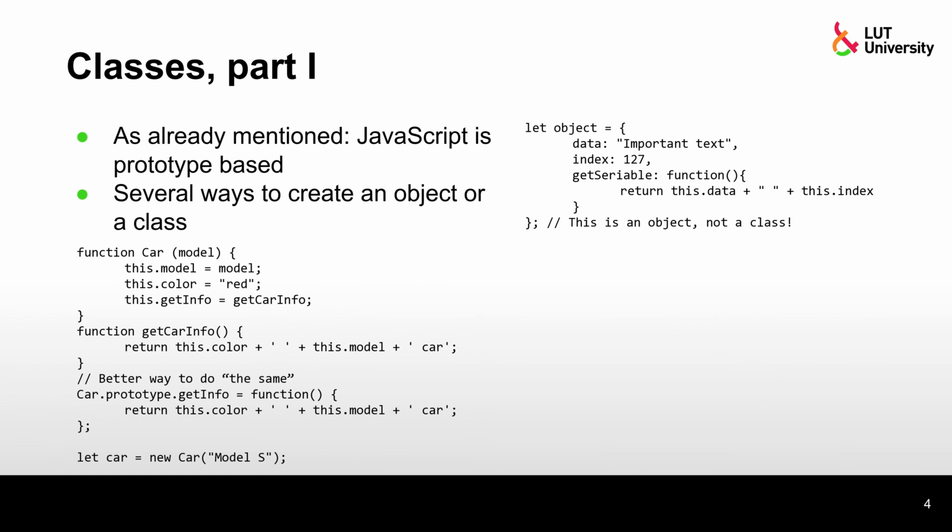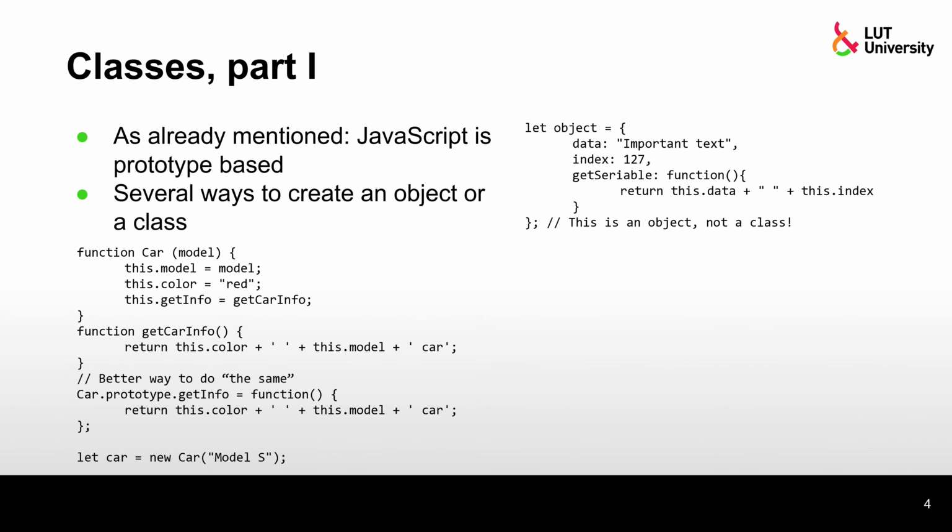Then you can create a class using the keyword function. Here we have a class called Car, and it has member variables model, color, and info. We create a method called getCarInfo, which is returning this color, this model, and car. That's a string. And that is just a general method you can use with the object, but there is also a way to put that method inside the Car prototype.